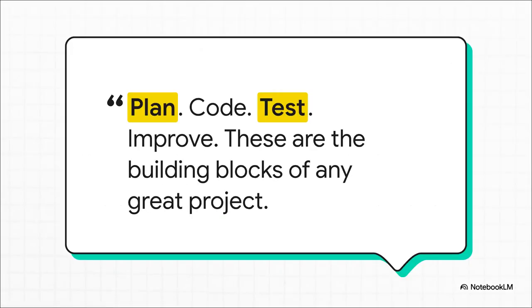So, if you take away one thing from all this, let it be this cycle. It all comes down to 4 steps. Plan, make your blueprint. Code, translate that plan. Test, make sure it actually works. And improve, add new features and iterations. This 4-step process, it's the foundation for pretty much every piece of software in the world.